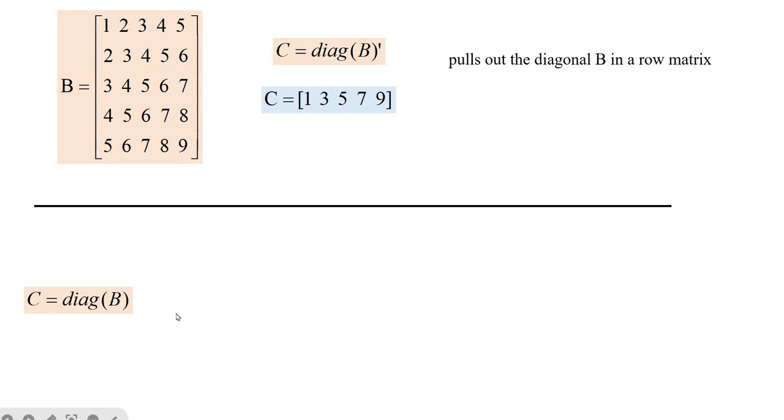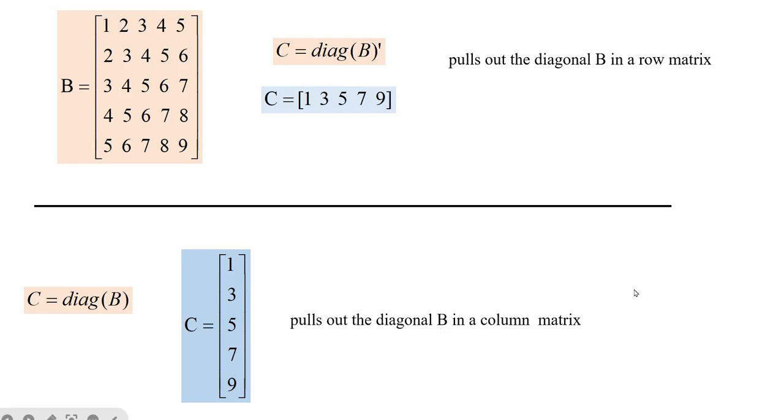So it will pull out the diagonal of B in a row matrix. Next, C is equal to diagonal of B. Here we have written B transpose, so it is giving the result in the form of a row vector. Now, if I am not writing the transpose here, it will give the result in the form of a column vector. Okay, so it will pull out the diagonal of B in a column matrix.